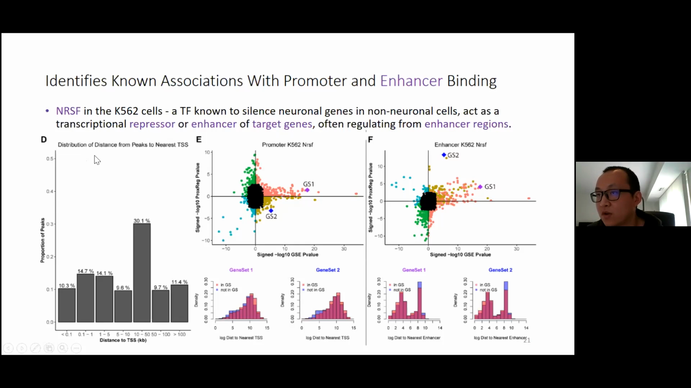Similar to that one, in the distribution of distance from peaks to the nearest TSS, we can see a peak in here, which is far away from the TSS. And here is a promoter result, here is an enhancer result.